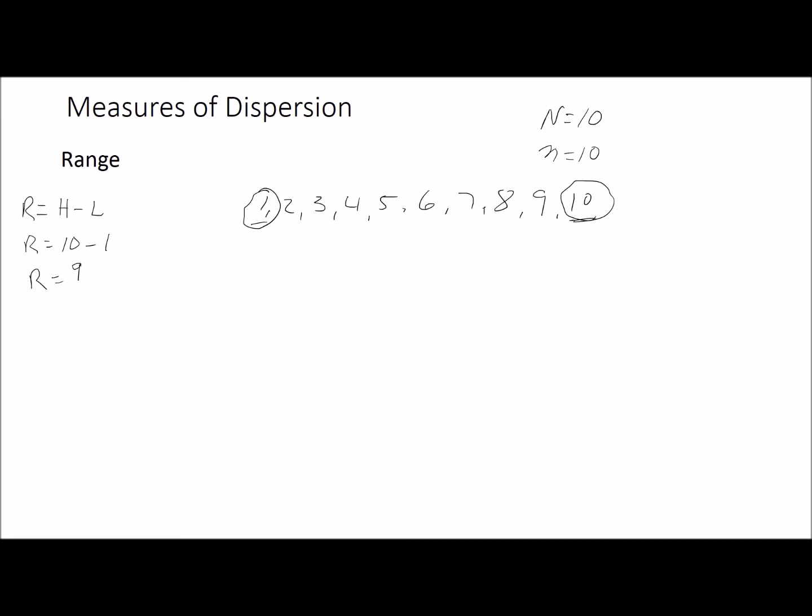Now, we want to be careful with the range, because although it does give us some information, it doesn't give us much. One of the things it's doing is ignoring everything here in the middle. Right? It's only concerned with the ends, with the extreme values, the lowest and the highest. And if either the lowest or the highest value becomes too extreme, it could misrepresent things. So let's look at another data set.